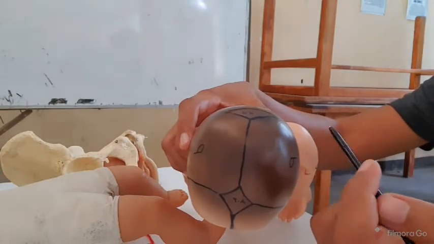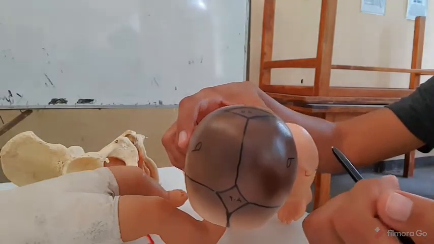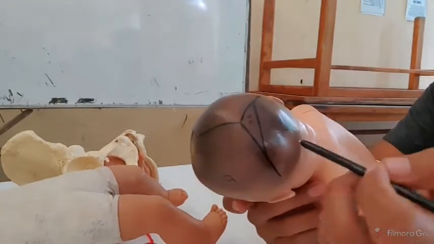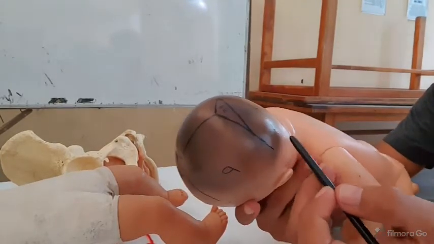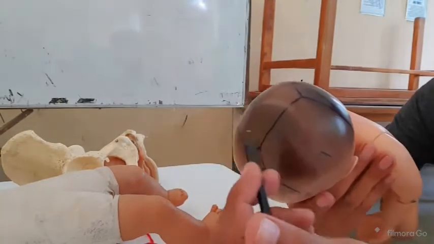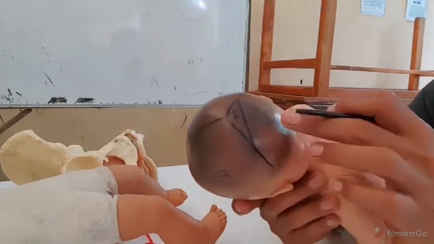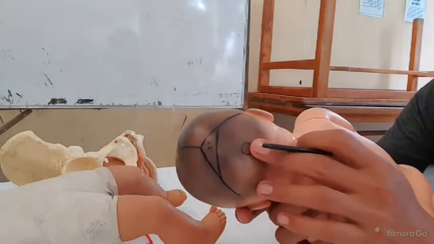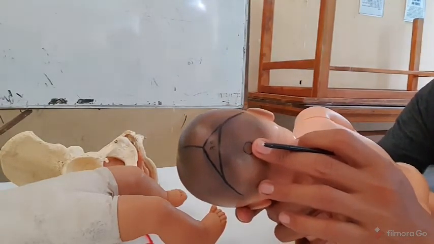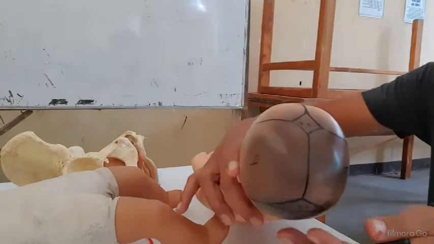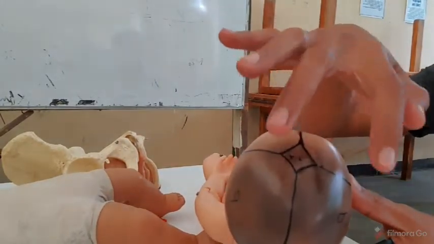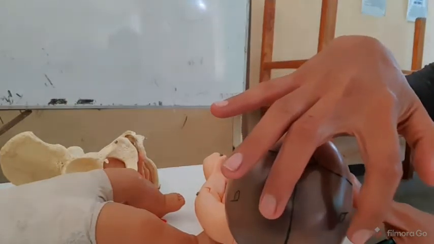We also have the lambdoidal suture. The lambdoidal suture is the joint that connects the two parietal bones and the occipital bone. We also have the coronal suture. So the coronal suture joins the two frontal bones and the two parietal bones.